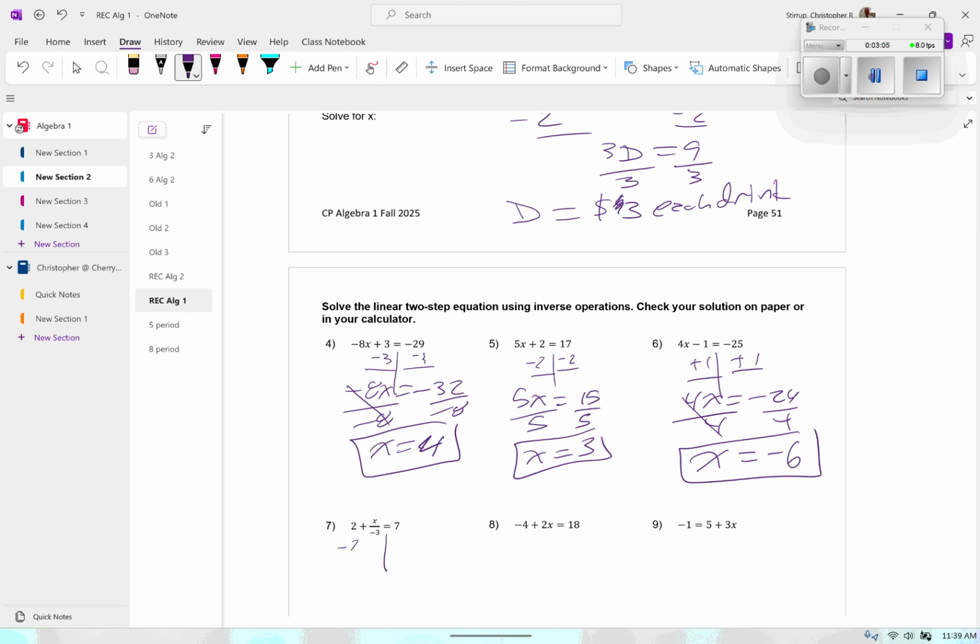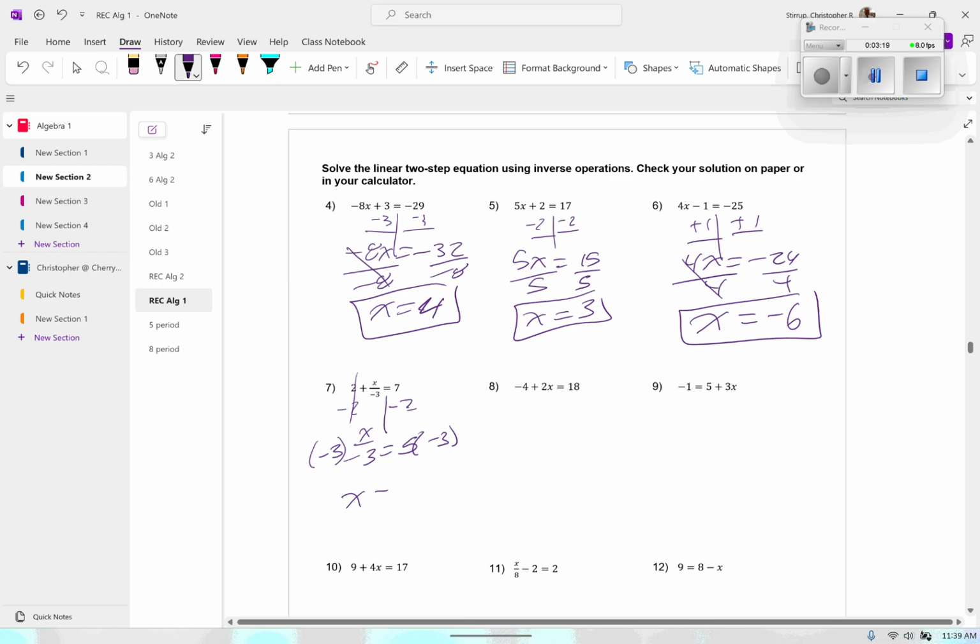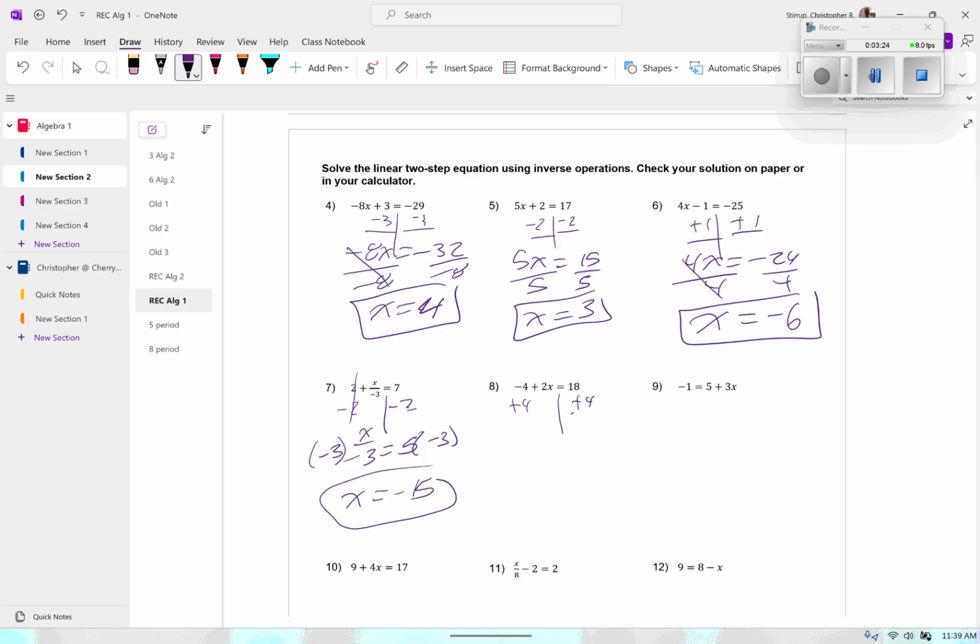This one, we're going to go ahead and subtract 2 from both sides first. Those cancel. X over negative 3 is equal to 5. Multiply both sides by negative 3. So x is equal to negative 15. And this one, I'm going to add 4 to both sides first. So that's 2x is equal to 22. Divide each side by 2. On this one, I'm going to go ahead and subtract 5 from both sides first. So x is equal to negative 2.